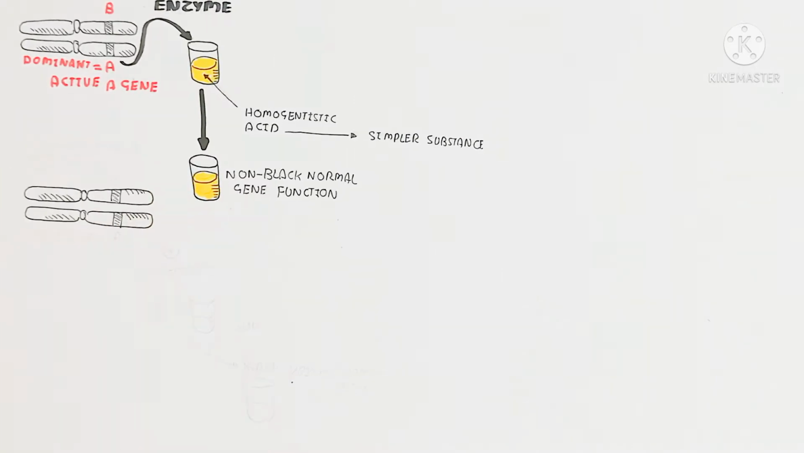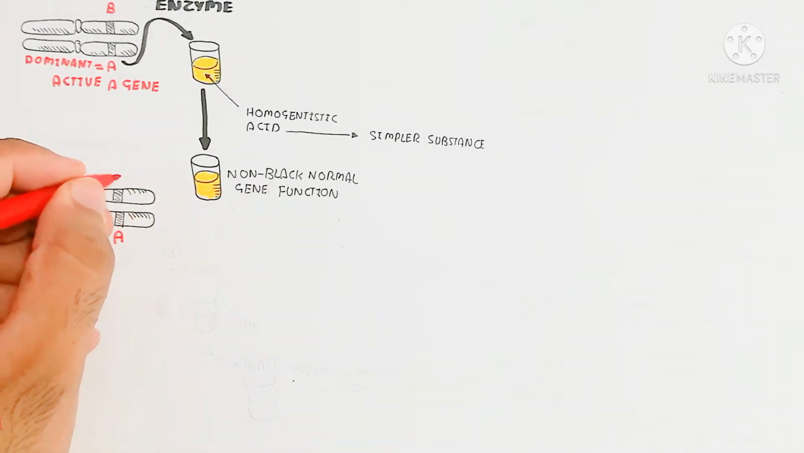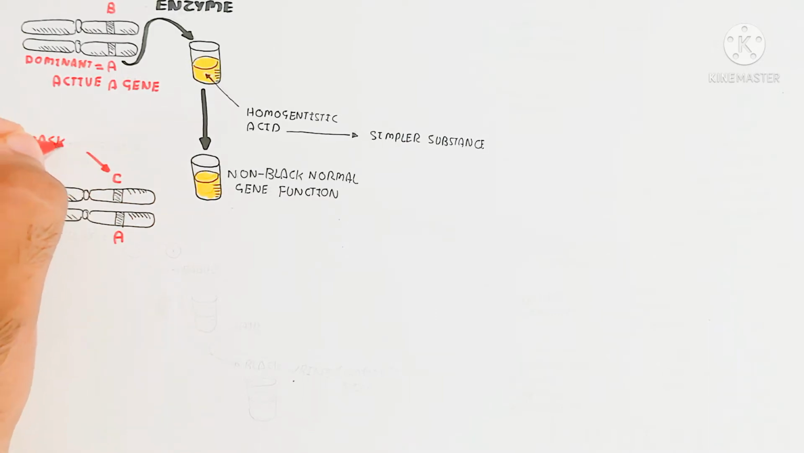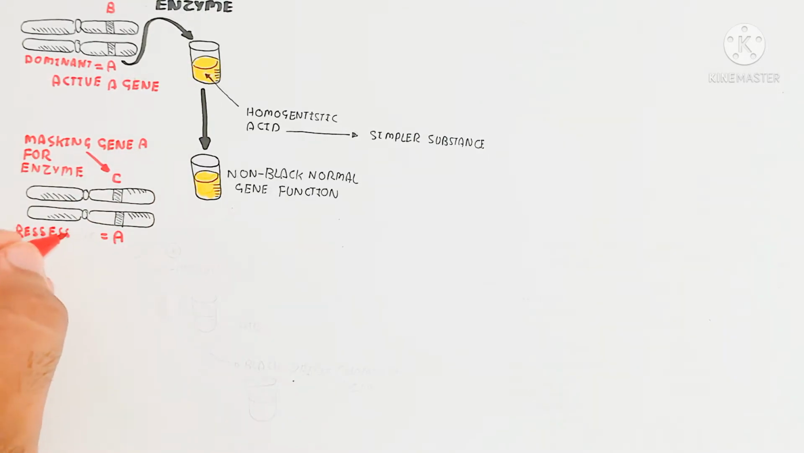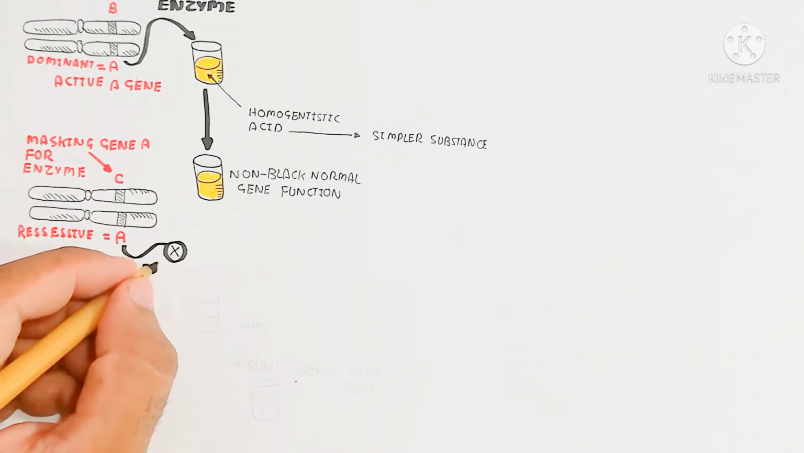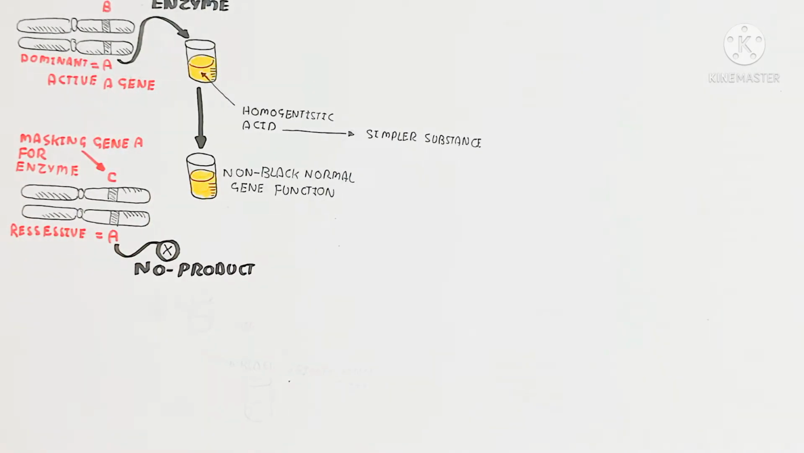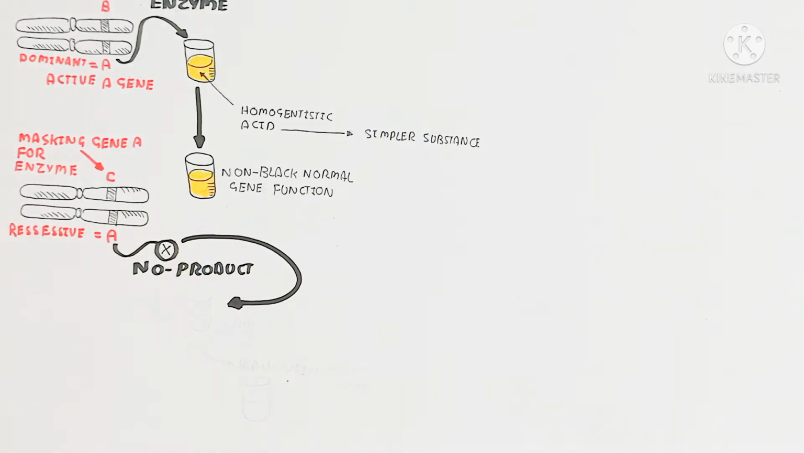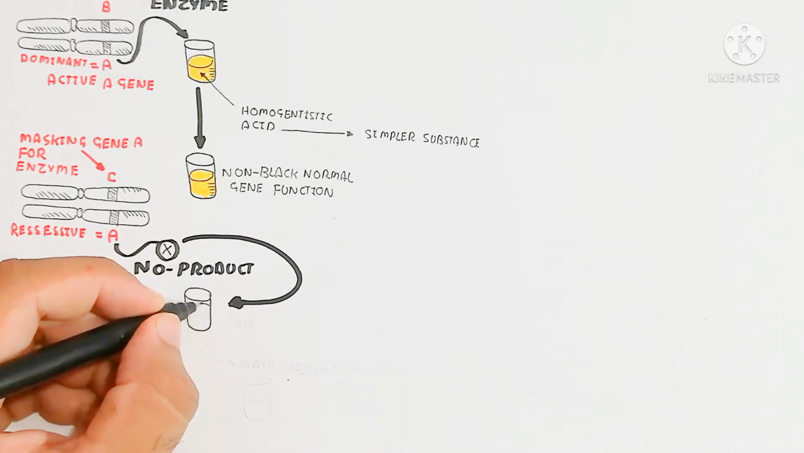On the other hand, the recessive allele, for example the small a allele, will not produce the product. For example, in black urine production, homogentisic acid will not break down, meaning it is oxidized to produce the black color.